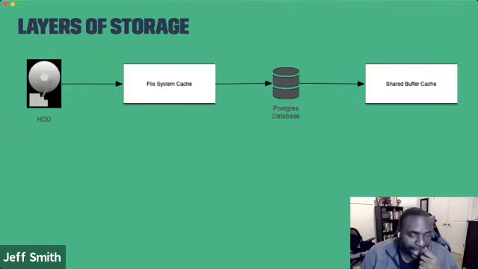So when we talk about storage, there's actually multiple layers of storage, right? You've got the physical hard drive, right? So that's where the bits, the zeros and ones, are physically located on either a spinning disk or a solid state drive. When those files are read by the operating system, most likely Linux, but or Windows, that data gets loaded into a file system cache.